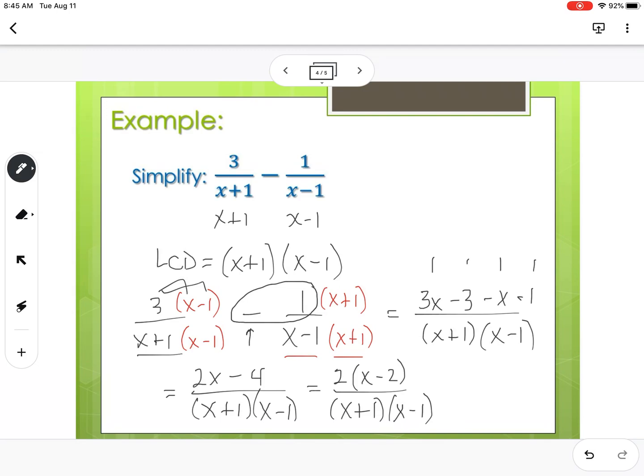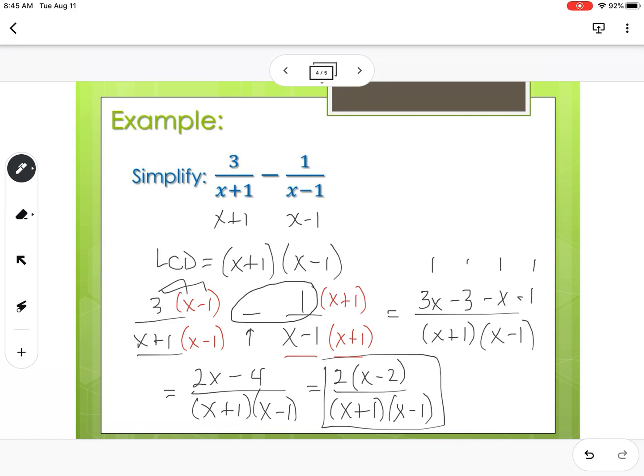Well, it doesn't look like I can cross anything out. There's an x minus 2 on top. There's no x minus 2s on the bottom. There's a loner of a 2 out in front on the numerator. There's no loners on the bottom. I can't simplify that either. So this turns out to be my final answer.